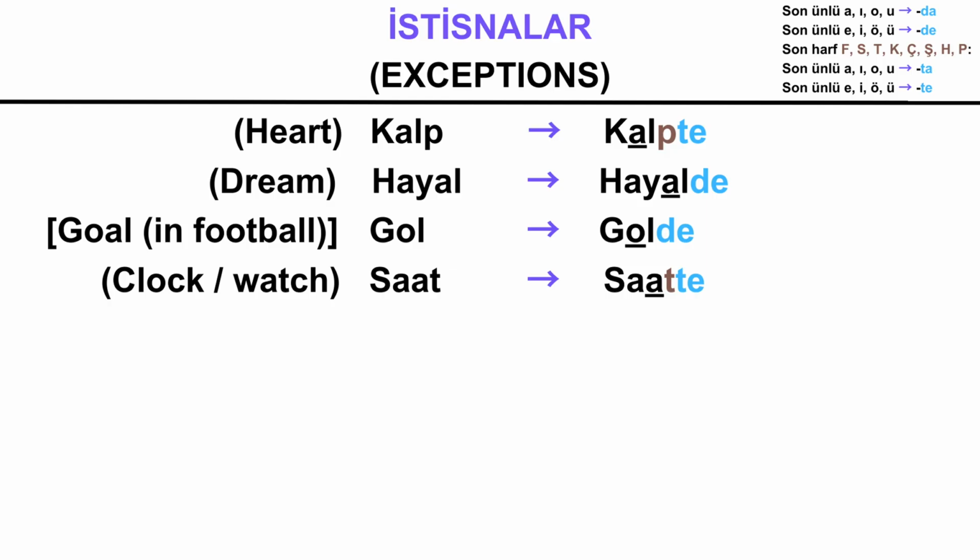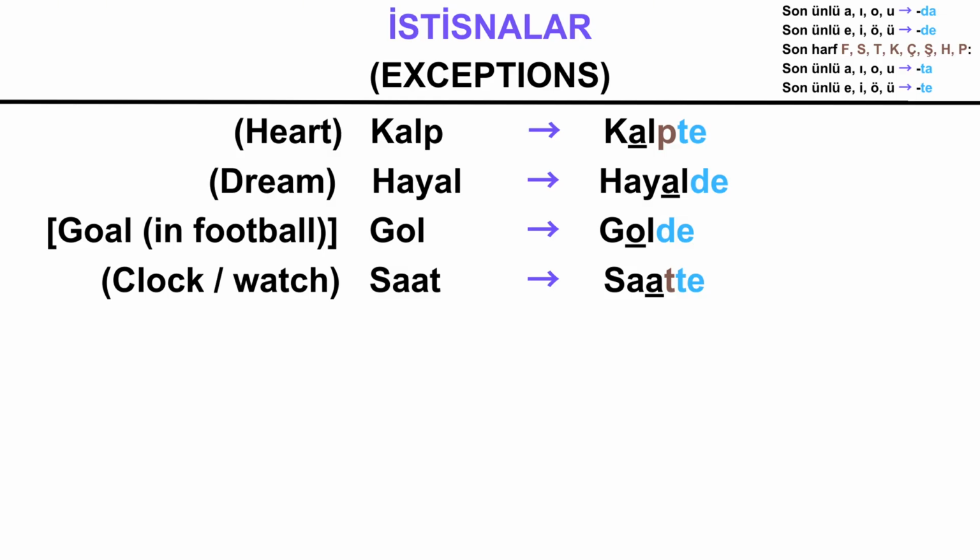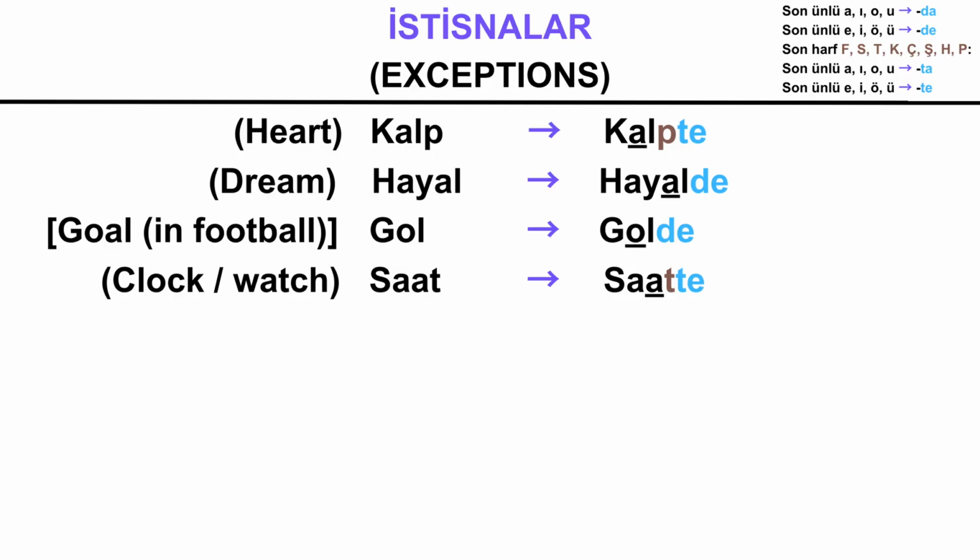Next example, saat. Saat, the last letter here is T. It is one of those letters we need to be careful about. That's why we make a decision between ta or te, right? That's given. We can't put da or de because last letter is te. When I look at the last vowel, it is a. So it feels like we need to put ta. However, it is not saat, but it is saat. That's why it should be saatte.